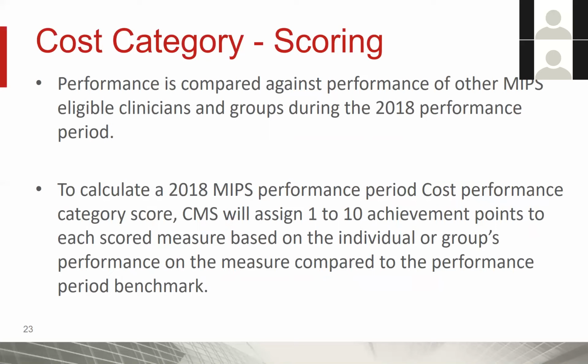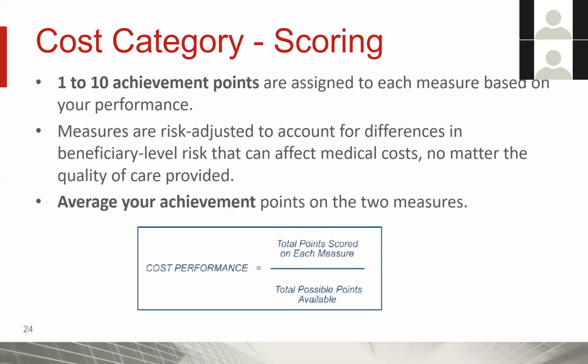To calculate a 2018 MIPS performance period cost performance category score, CMS will assign 1 to 10 achievement points to each scored measure based on the individual or group's performance on the measure compared to the performance period benchmark. So again, as I mentioned, you will see that cost is evaluated based on 1 to 10 achievement points that you could potentially earn that are assigned to each measure based on your performance.